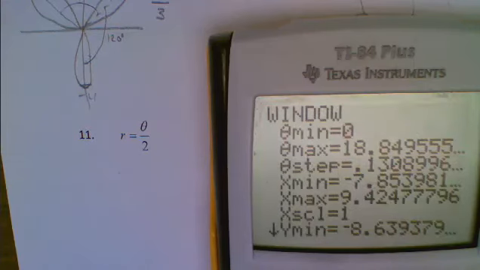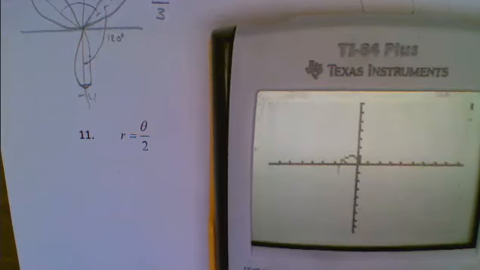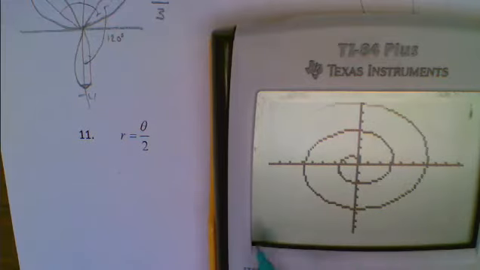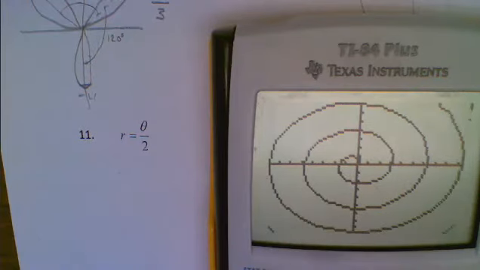So if I want to, I can say I'm going to not change my window. I'm not going to do a zoom, but I'm going to go to 10 pi or something a little bit bigger than that and hit graph. So I'm still going to see the same window, but now it's going to continue to go, and then it goes out of my window. Okay, but that is also a spiral.